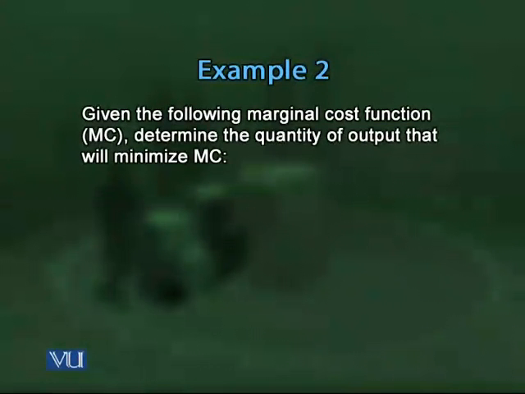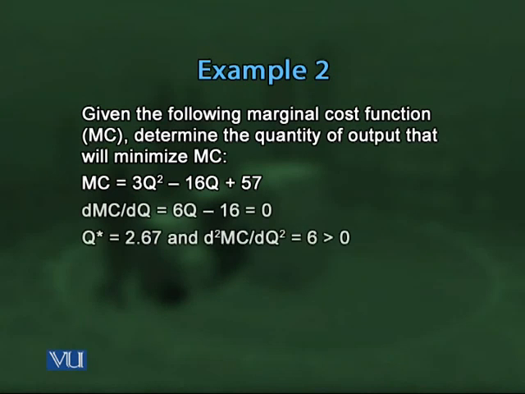In the next example, we consider a function which is to be minimized. In this case, we have taken a marginal cost function. As you can see, the marginal cost function here is equal to 3q squared minus 16q plus 57. Differentiating this function and setting it equal to 0, we solve for q, which is equal to 2.67. The second derivative of this marginal cost function is equal to 6, which is greater than 0. Hence, this marginal cost function is minimized at q equal to 2.67.